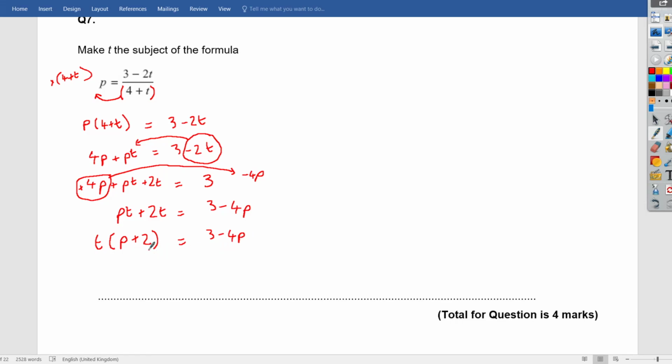The last thing I'm going to do is bring this bracket all the way down, and I'm going to divide everything by p plus 2. So that will leave me just t on this side. On this side, I'll get 3 minus 4p, all divided by p plus 2. And that is it. Like I said, this is a pretty tough one. It has been on an A-level paper before, so pretty tough. If you manage to get this one, well done. You're doing great.